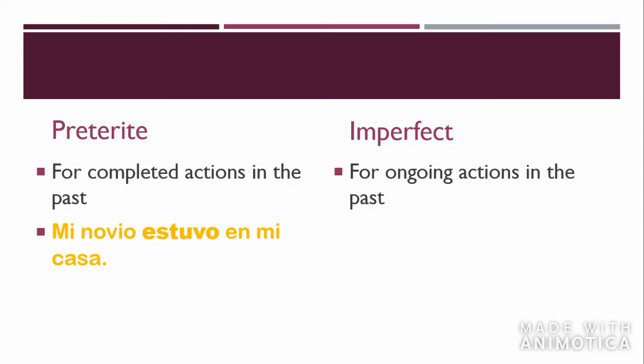However, in the imperfect tense, you tell ongoing actions in the past. Por ejemplo, mi novio estaba en mi casa. So, I don't state that my boyfriend was at my house and then he left. I just state that he was there. It was something that was happening. So it could be that while he was there, something else happened. It could be that my boyfriend was at my house, so I cooked. It's something that was happening. It doesn't state that he was there and then he wasn't. It doesn't imply that either.